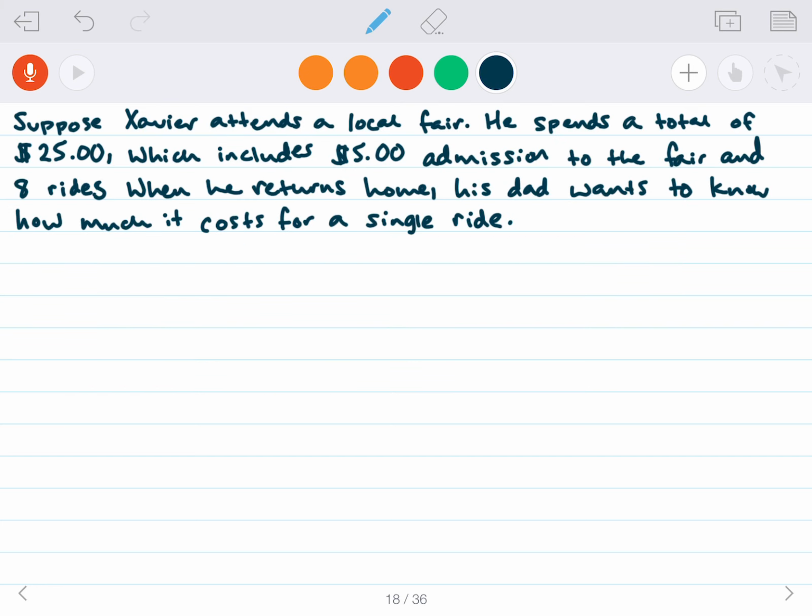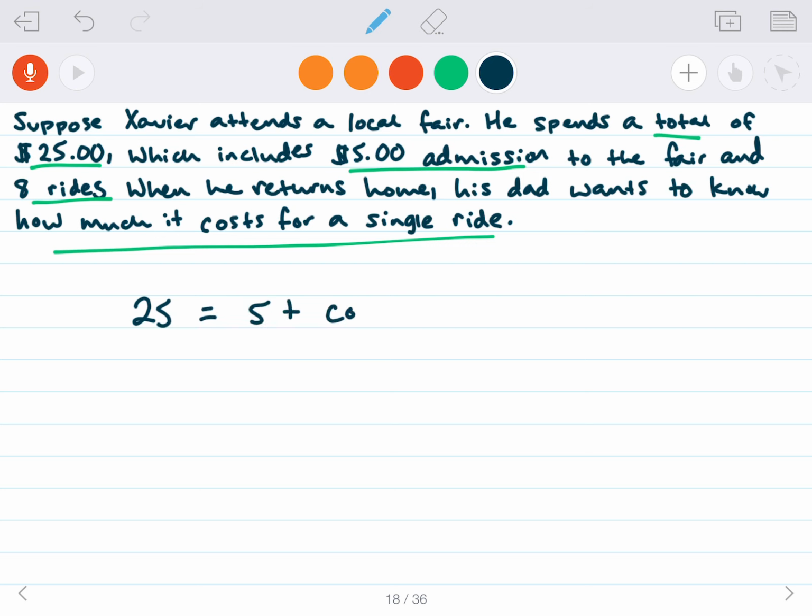Suppose Xavier attends a local fair. He spends a total of $25, which includes a $5 admission fee and 8 rides. When he returns home, his dad wants to know, how much does it cost for a single ride? So how can we write an equation or an inequality to represent this situation? Well, we know that he spent a total of $25, and that's going to add up to the $5 admission plus the cost of the rides.